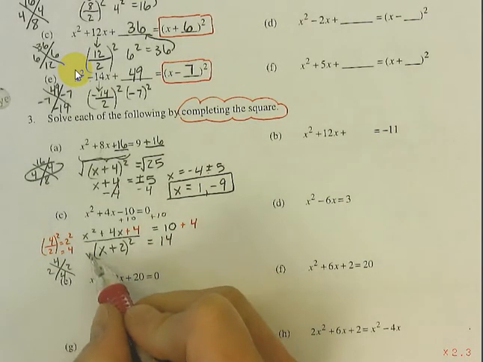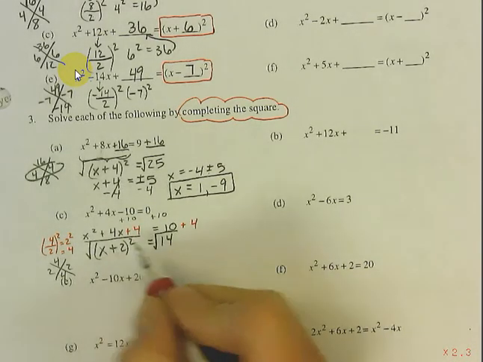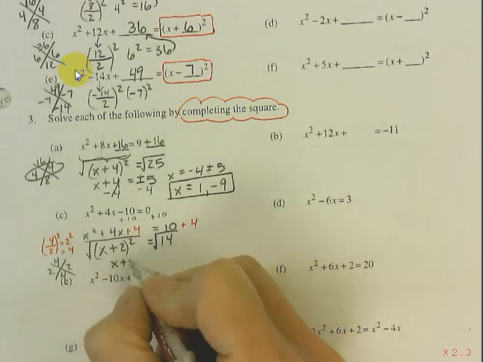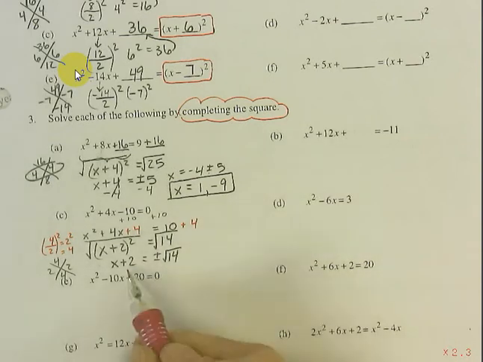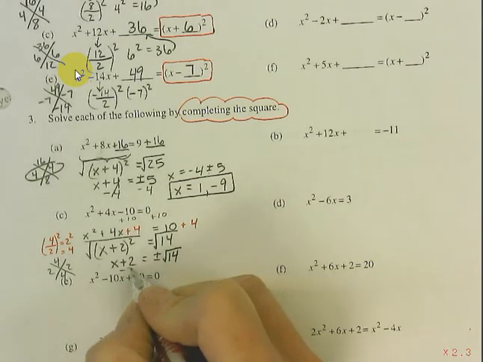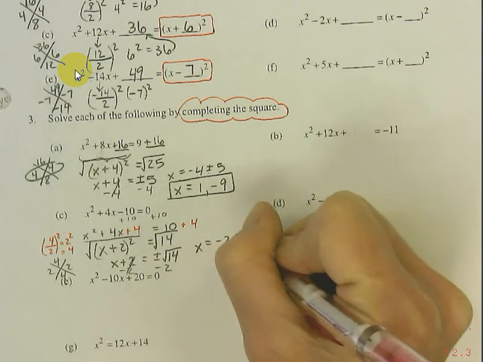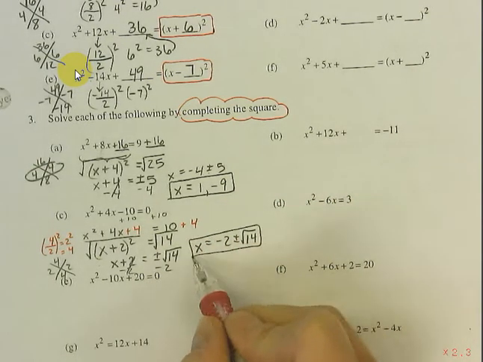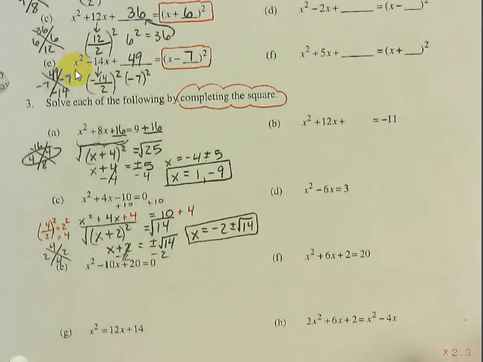Now we take the square root of both sides, and x plus 2 squared, the squared will cancel out. We get x plus 2 equals plus minus square root 14. Last, solve for x by subtracting 2 from both sides, and we get x equals negative 2 plus minus square root 14. Remember, in this instance, we cannot add those terms together. They're not like terms.